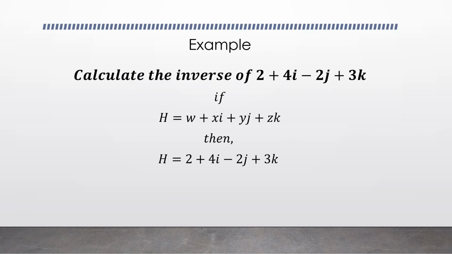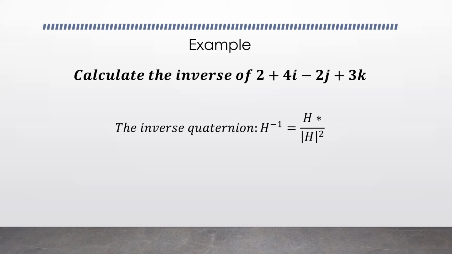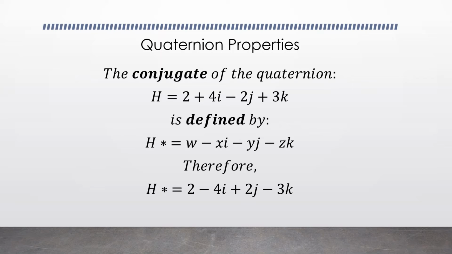Going back to our example, we know that H equals 2 plus 4i minus 2j plus 3k. The formula to solve for the inverse quaternion is equal to the conjugate of a quaternion over the square norm. To start, we know that capital H is 2 plus 4i minus 2j plus 3k. So we can determine that the conjugate is 2 minus 4i plus 2j minus 3k.